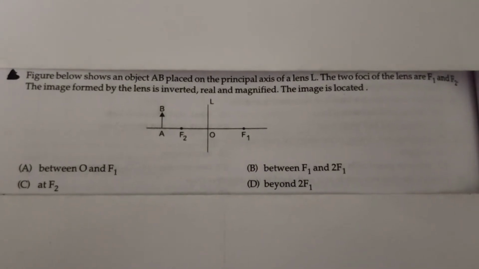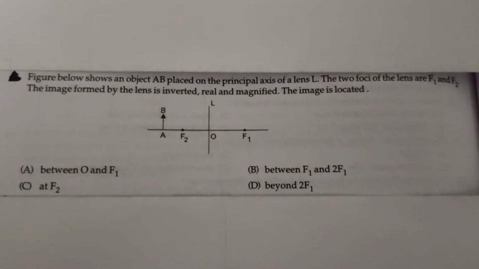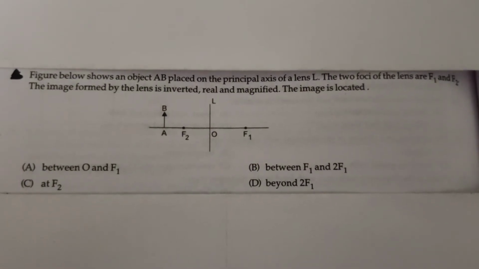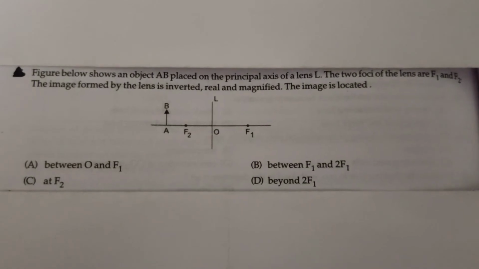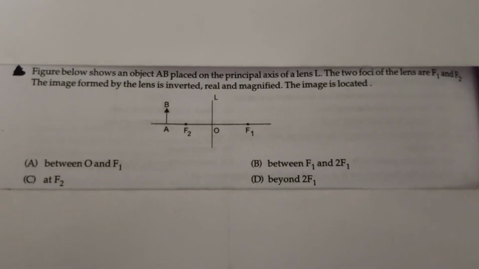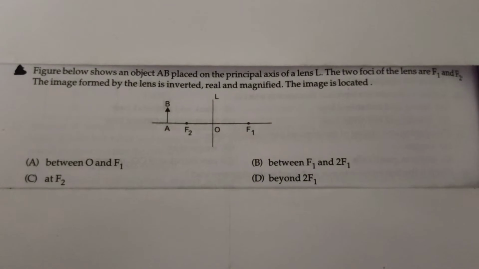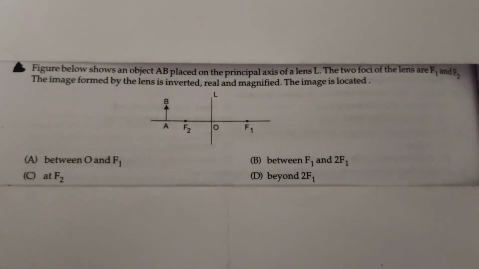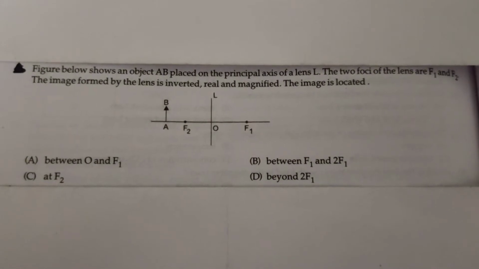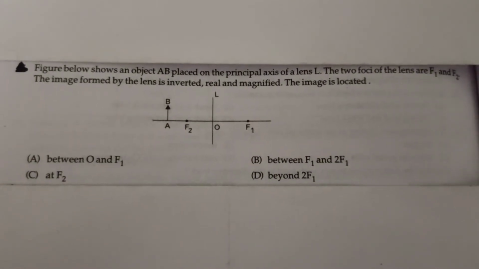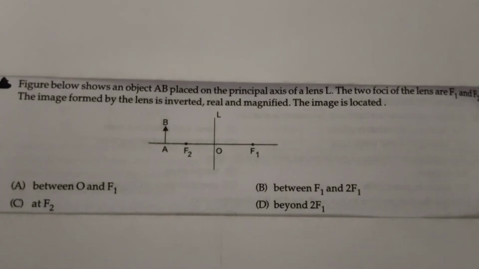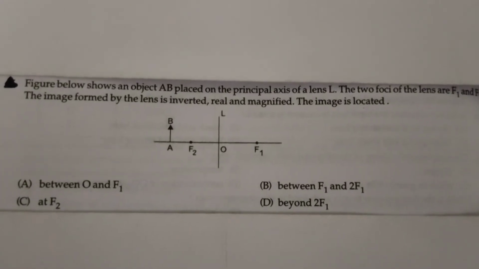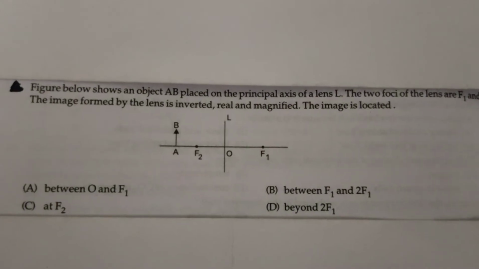As per this diagram, the focus which they have taken in front of the lens is f2, where the object lies. So, when the object is placed between f2 and 2f2, the image is real, inverted, magnified and formed beyond 2f1 on the other side of the lens. Hope it is clear, students. So, D is the correct option, beyond 2f1.